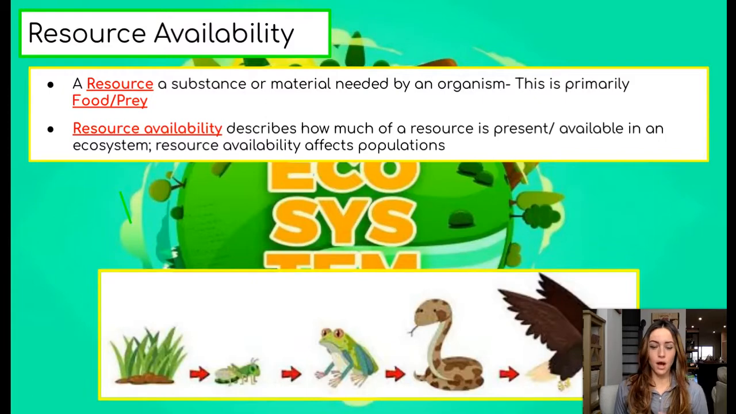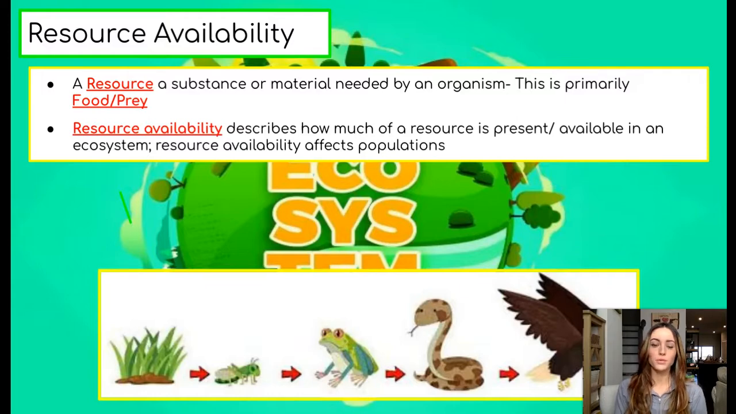Finally, let's talk about how changes to populations within a food chain can affect other populations. So this idea is what we call resource availability. So when we say resource in ecology, we're just talking about a substance or a material that is needed. We are primarily talking about food or prey. So we know that in order to stay alive, predators need their prey. We need that food that is going to create our energy.